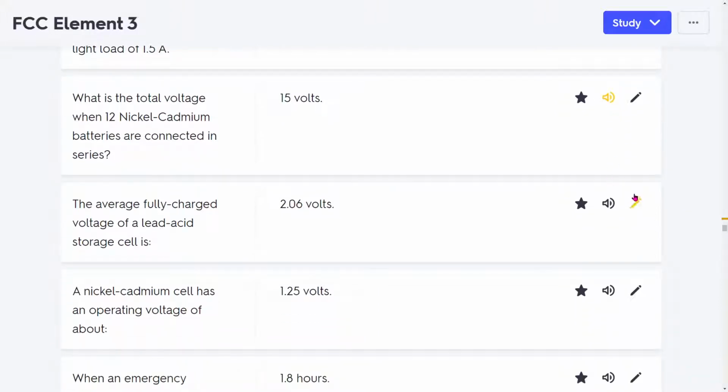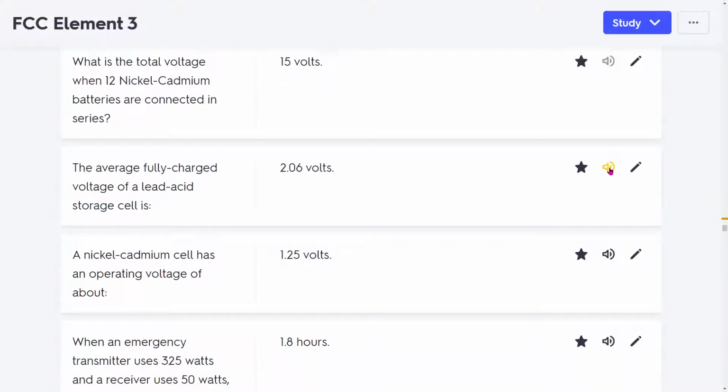What is the total voltage when 12 nickel-cadmium batteries are connected in series? 15 volts. The average fully charged voltage of a lead-acid storage cell is 2.06 volts. A nickel-cadmium cell has an operating voltage of about 1.25 volts.